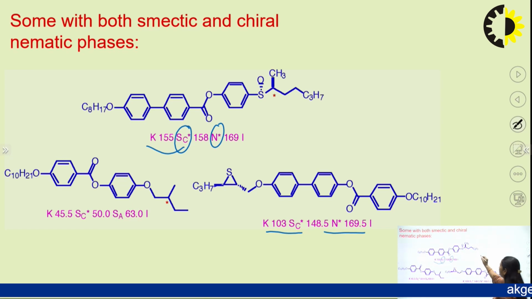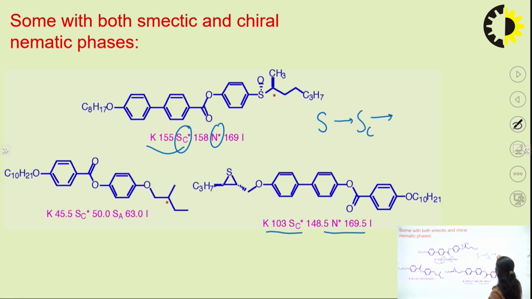So you can see that solid can be converted into smectic C. Smectic C can be converted into smectic A. Smectic A can be converted into nematic, and nematic can be converted into liquid. So what does it mean?